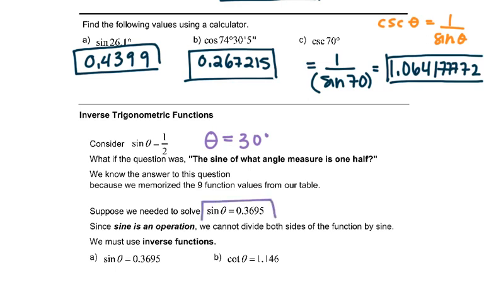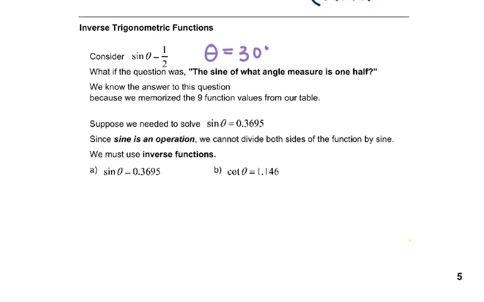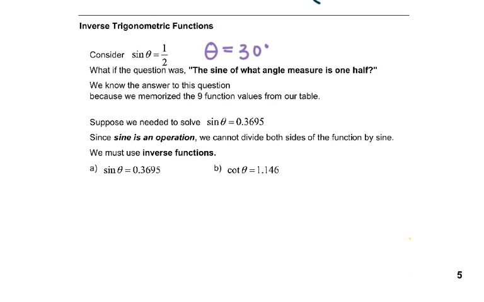But here, maybe we need to solve sine of theta equals 0.3695. That's not a value I know off the top of my head. So again, because sine is an operation, we don't divide on both sides times sine. This isn't sine times theta. This is sine of theta. So it's an operation we're applying to theta. So when I move sine to the other side of the equation, I'm going to use that inverse operation.